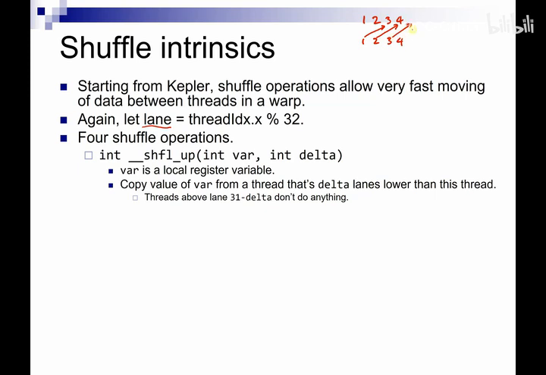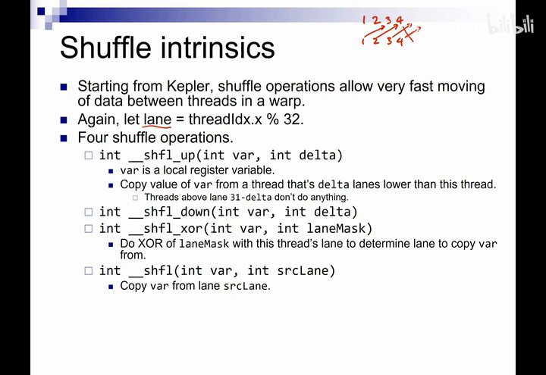And then these two threads, when they try to do the copy, they're going to exceed the number of threads in the warp. So they are not going to do anything. The threads above lane 31 minus delta don't do anything, but all of the other threads are going to basically shift their value of var up by delta lanes.